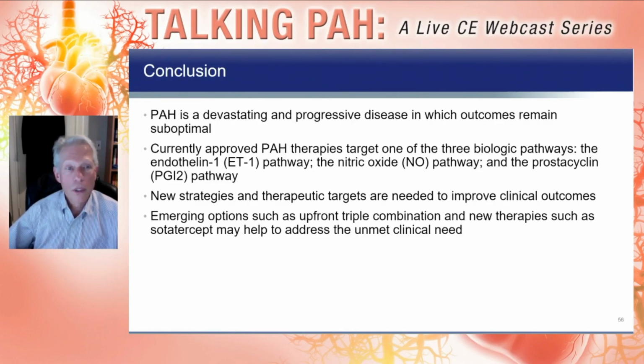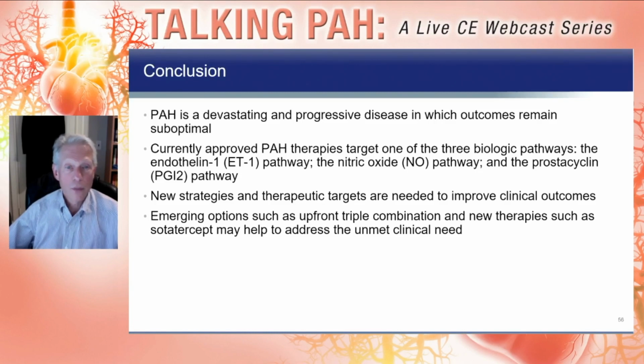So to conclude, I think it's clear PAH is a devastating and progressive disease in which outcomes, in spite of all the progress we've made, remain suboptimal. The currently approved therapies target one of 3 biologic pathways, as we've gone over: the endothelin pathway, the nitric oxide pathway, and the prostacyclin pathway.